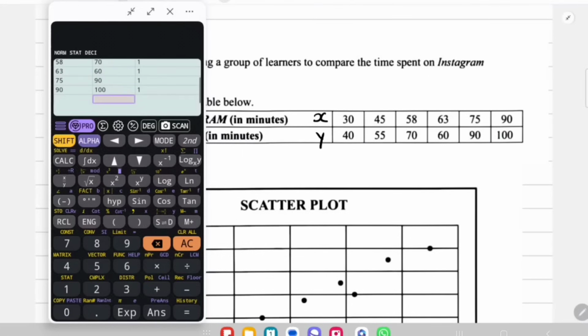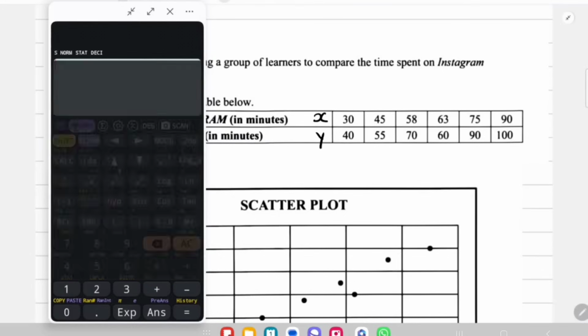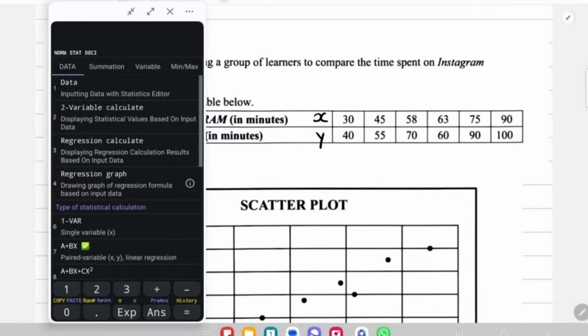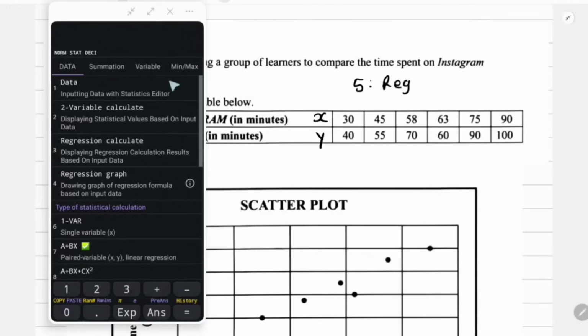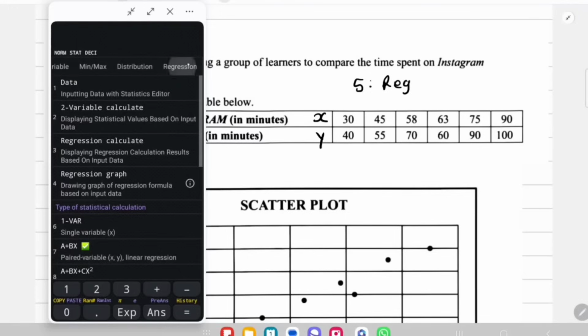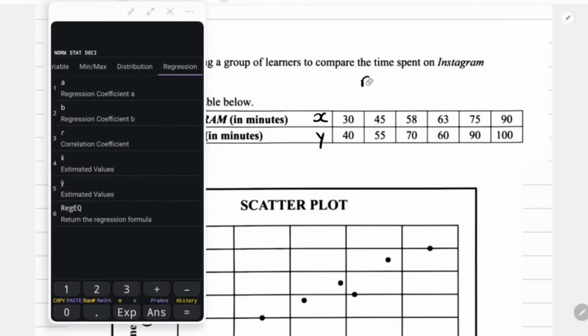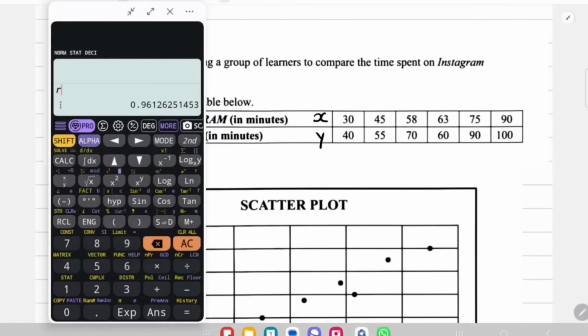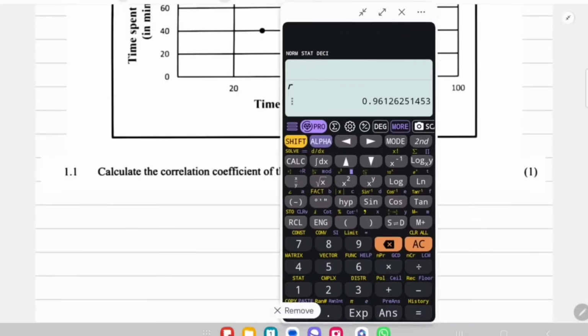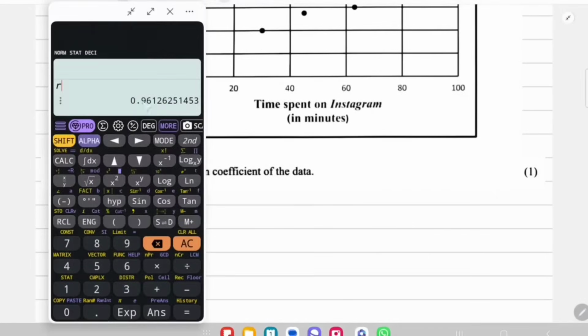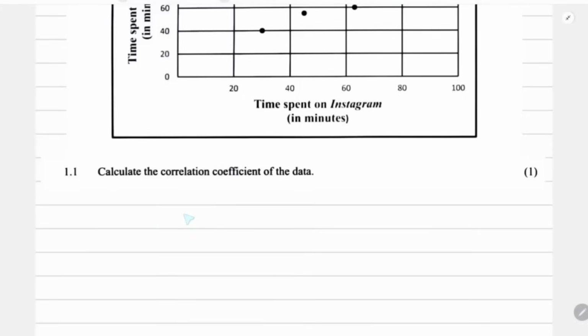Once you have put down these values, you can go ahead and press AC, Shift, and 1. On your calculator, you'll see that you have 6 options. I want you to go ahead and pick the option that says number 5, REG, for regression. When you go for that option, mine, again, is a little different, so I have to go to regression over there. I want you to go ahead and pick the option that has an R, because that would be your correlation coefficient. On your calculator, it will probably be number 3, R, like that. Then press equal to on your calculator, and that is our correlation coefficient. So the correlation coefficient of this data is this number we see here. You can round off to 2 decimals, so R equals 0.96. And that is for 1 mark.